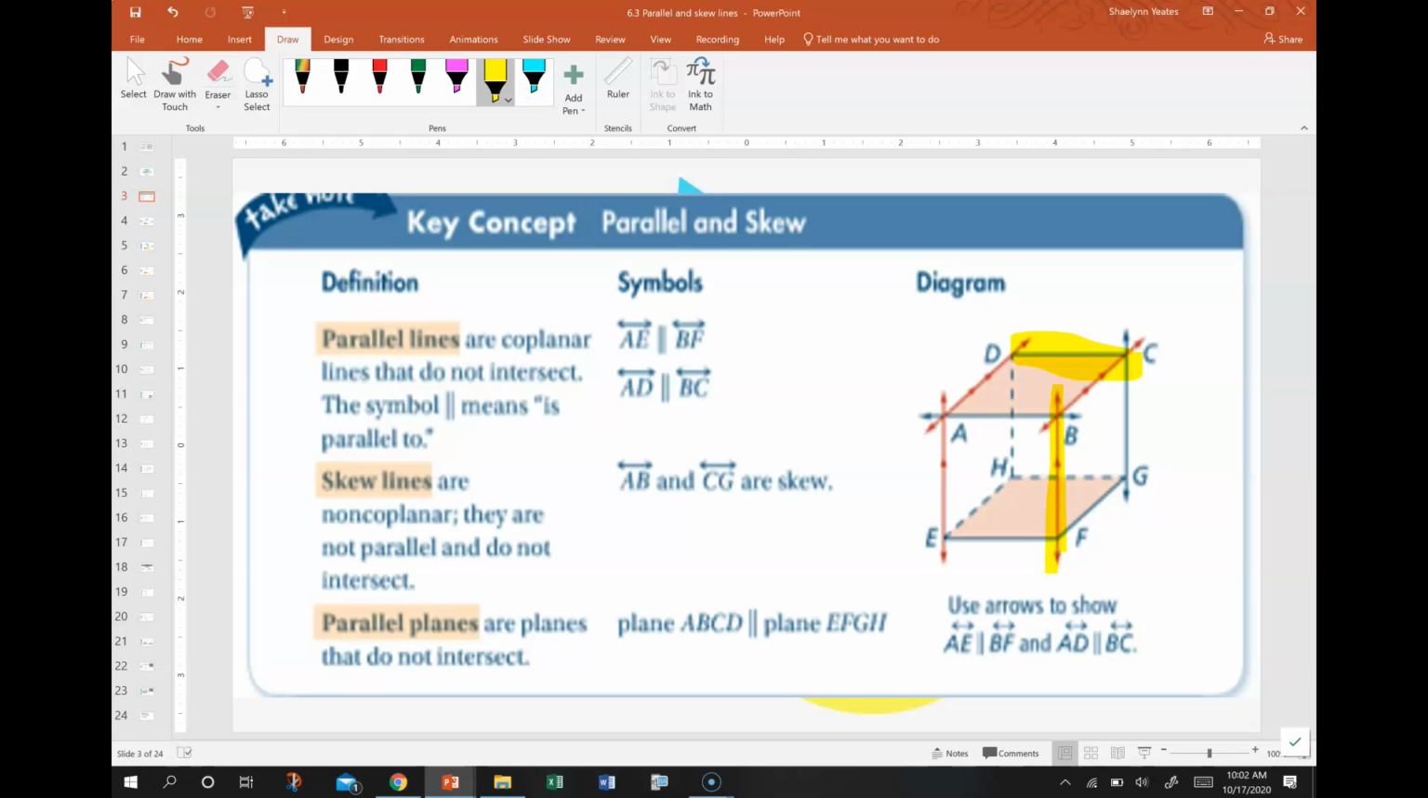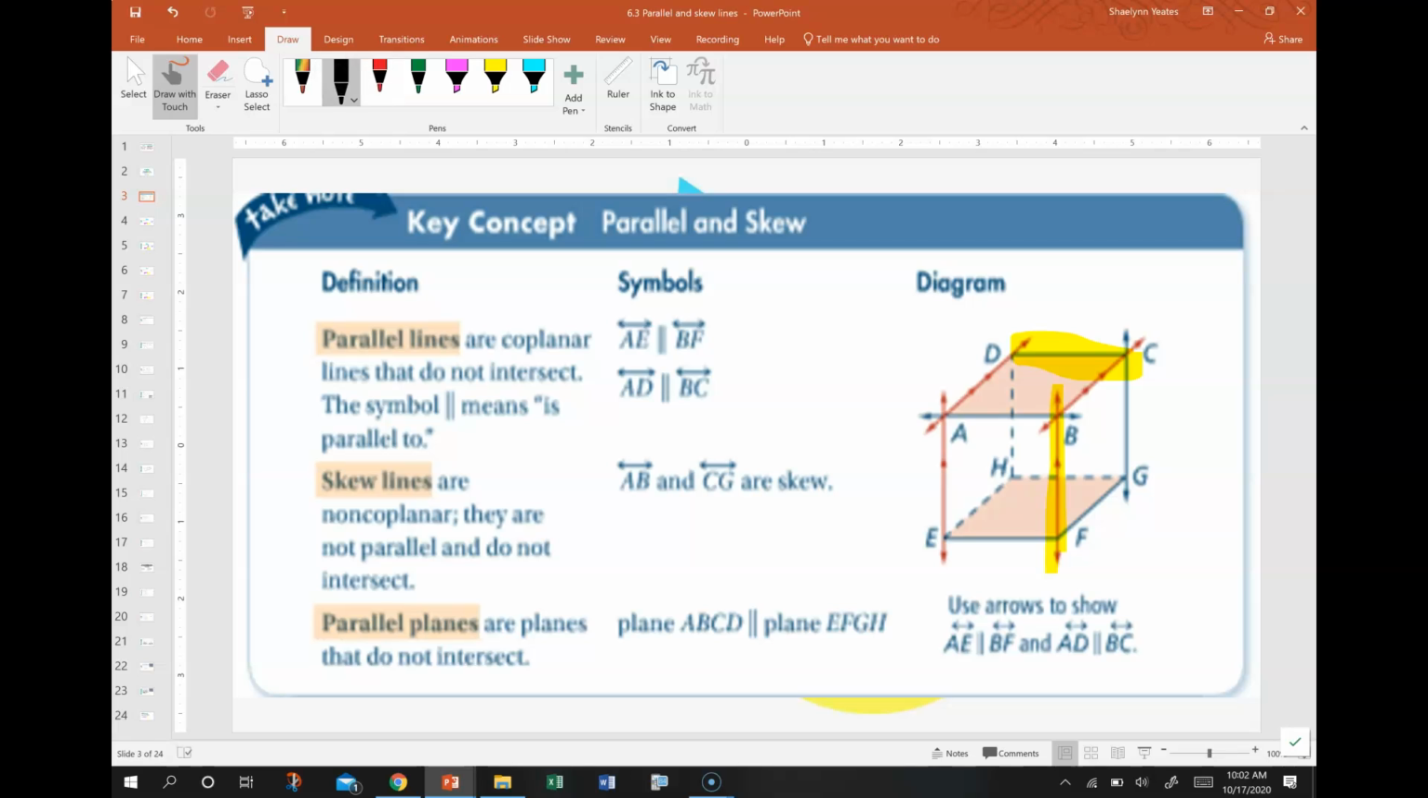Okay? Skew lines never intersect because they're not on the same plane. Like BF and DC, or AB and CG, okay? We can't put a piece of paper between them without twisting the paper. That's how I see it.